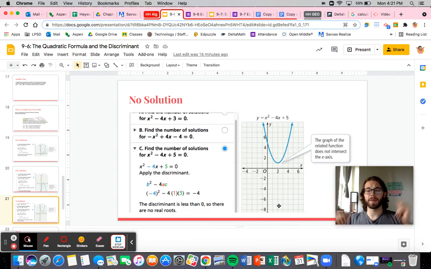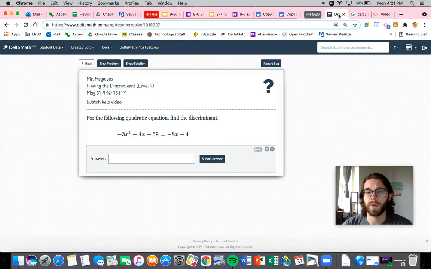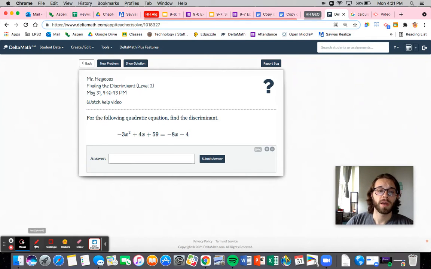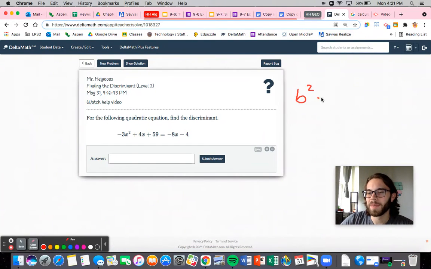If it's opening up, it'll be above the x-axis. All right, so let's do some practice with this just to identify some pieces of information. So again, the discriminant is b squared minus 4ac. So the discriminant is b squared minus 4ac.